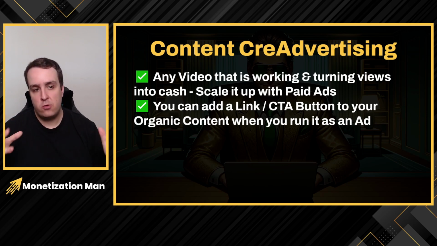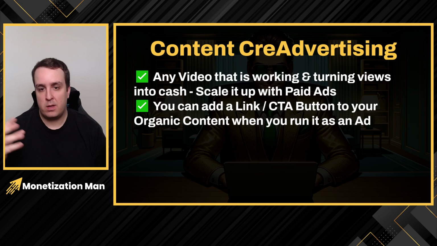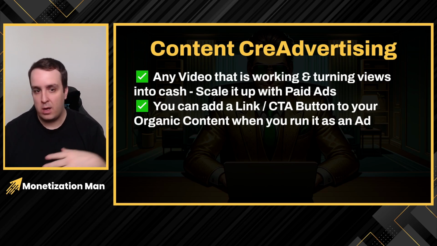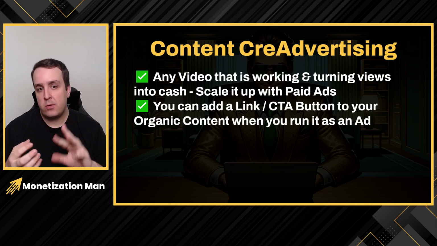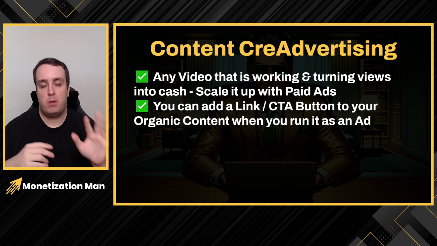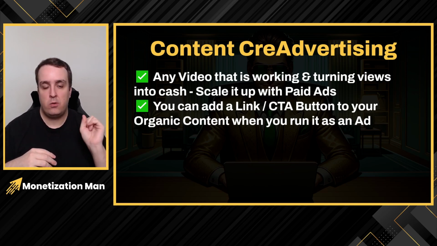But when you do that, you can pick your piece of content that already has tons of social proof on it, has all these views, likes, comments, and so on. And you can use that existing post as an ad, but now you can add a link or a call to action button to that piece of content, right? You didn't have that before.